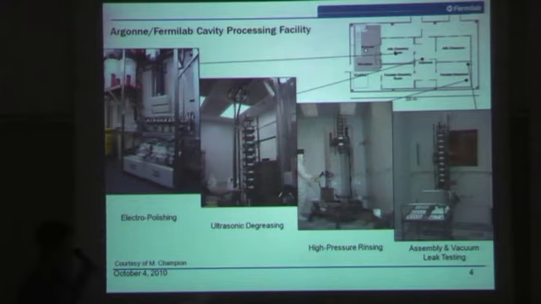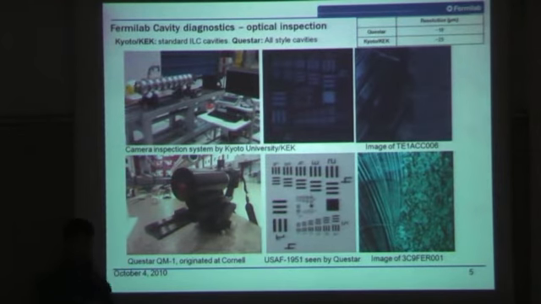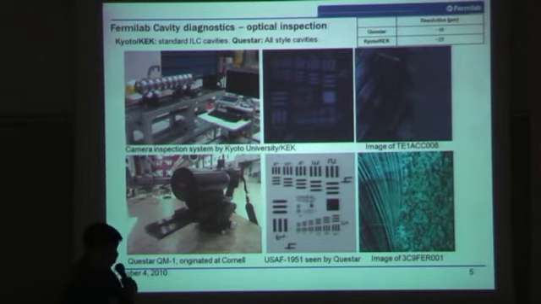Before that, I show a picture of the Argonne Fermilab facility, which is state of the art. We're able to achieve very nice cavity results for the single cell. And once the cavity has been tested with the TMAP system, we look at the quench locations, and then we use the optical inspection to look at the inside. Those are the two systems we use: the Cudo system and the Questar system.